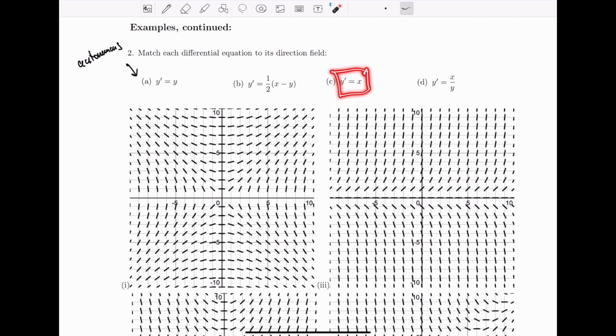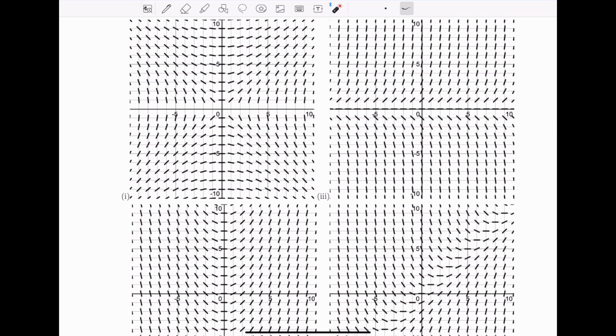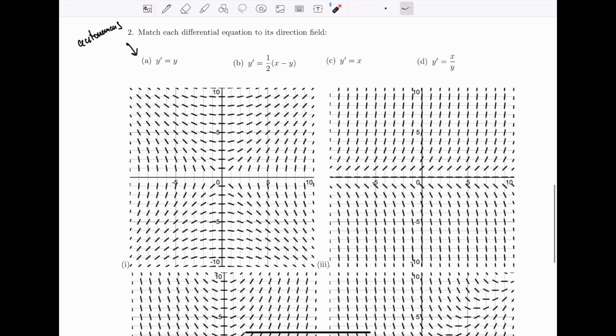Okay, so y prime equals y. Look at these different slope fields and see which one has the same slopes across horizontal lines. That's going to be this one here. We have the same slopes if we look at any particular horizontal line. The slopes along those horizontal lines are always the same. So that will be the answer for this first one, y prime equals y. So this graph right here corresponds to A.